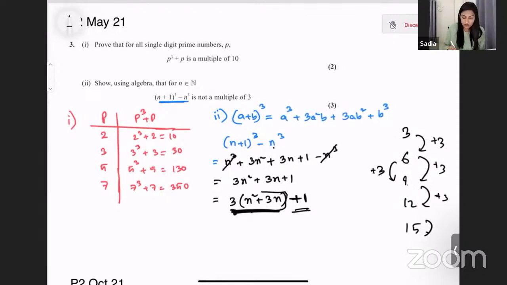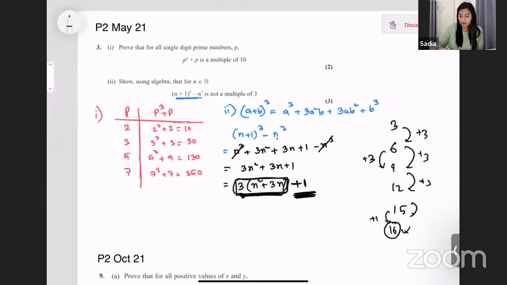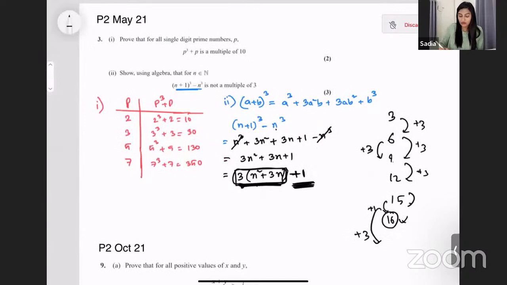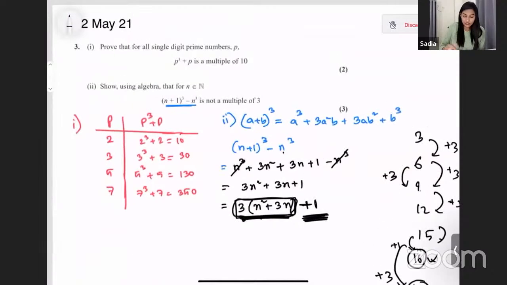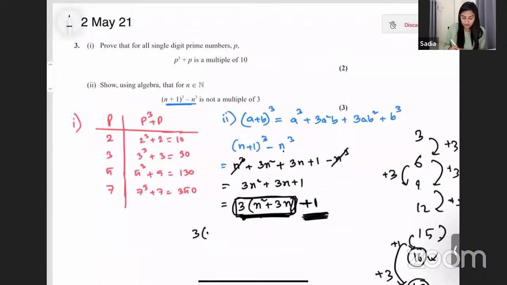So this first portion is a multiple of 3, and then you are adding plus 1 with it, right? Suppose 15 plus 1, this will give us the immediate next consecutive term, right? So if we're getting the next consecutive term, it's not going to be a multiple of 3, because the multiples of 3 should be at a difference of 3. The next one should be 18, right? So that's it.